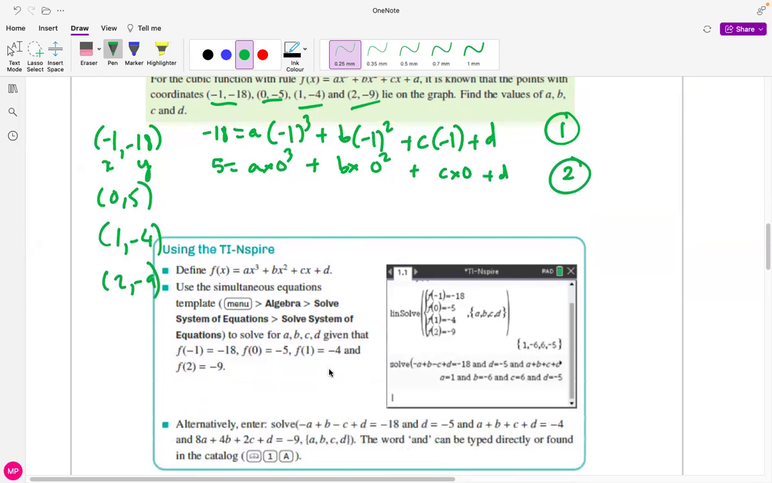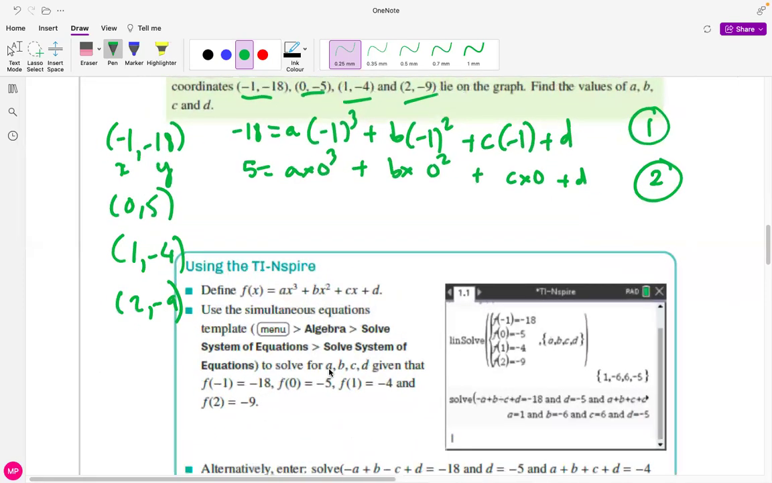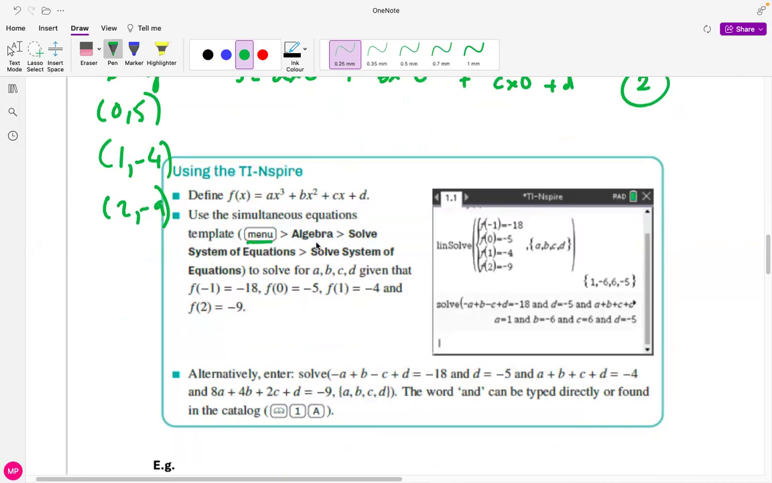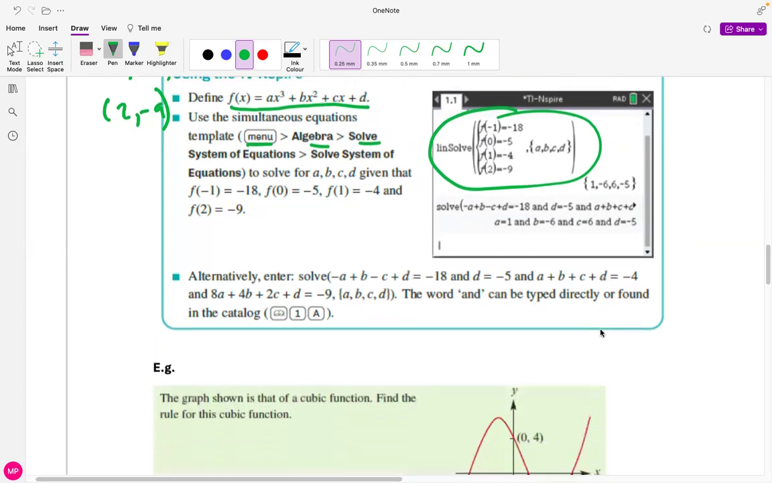So on the calculator, you would do something like this. You go to menu, algebra, solve system of equations. First of all, you define the function. Make sure you define it, and then you put something like that in, and you add comma a, comma b, comma c, comma d at the end, and that gives you 4 values. Okay, that's how you get a, b, c, d.